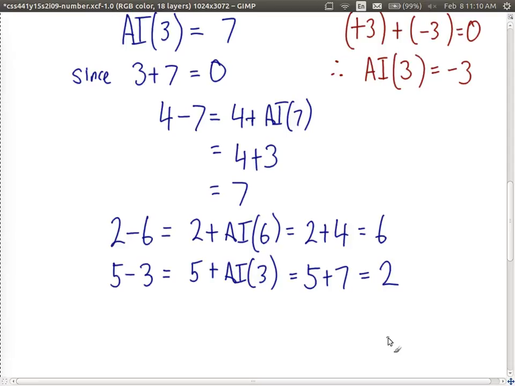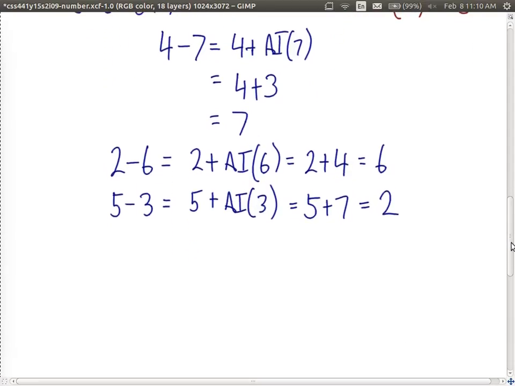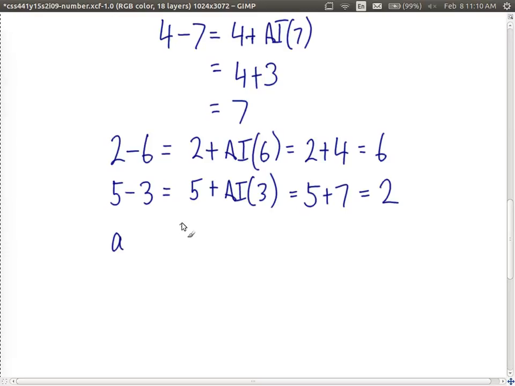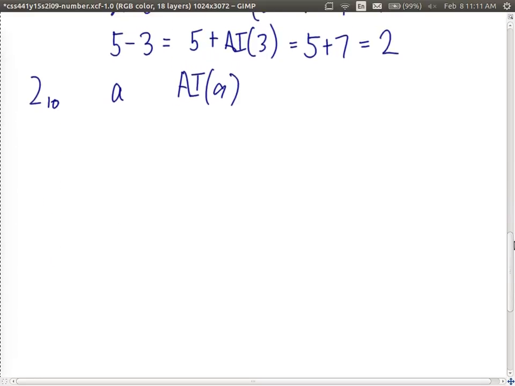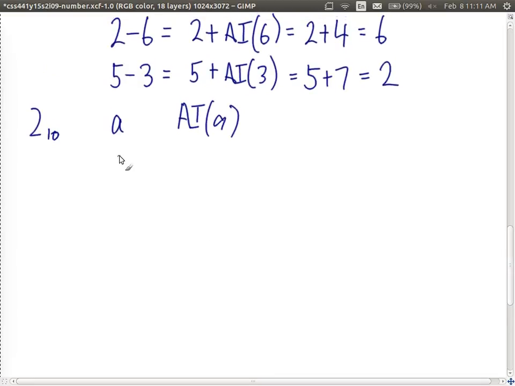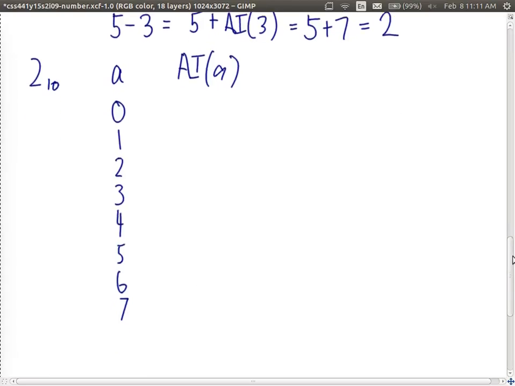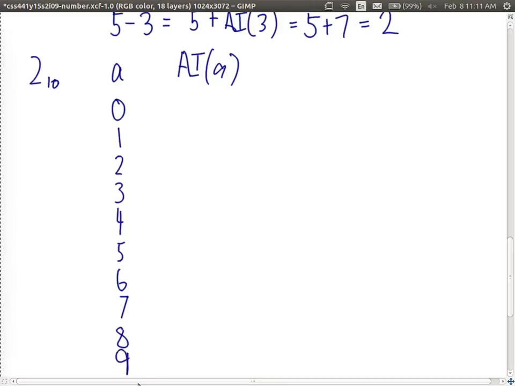Back to the additive inverse. Let's consider all possible values in our set. We're in Z10. All possible values. A can be 0. These are the possible values that we can operate with in Z10. What are the additive inverses? 0 plus what gives us 0, mod 10? These are easy.